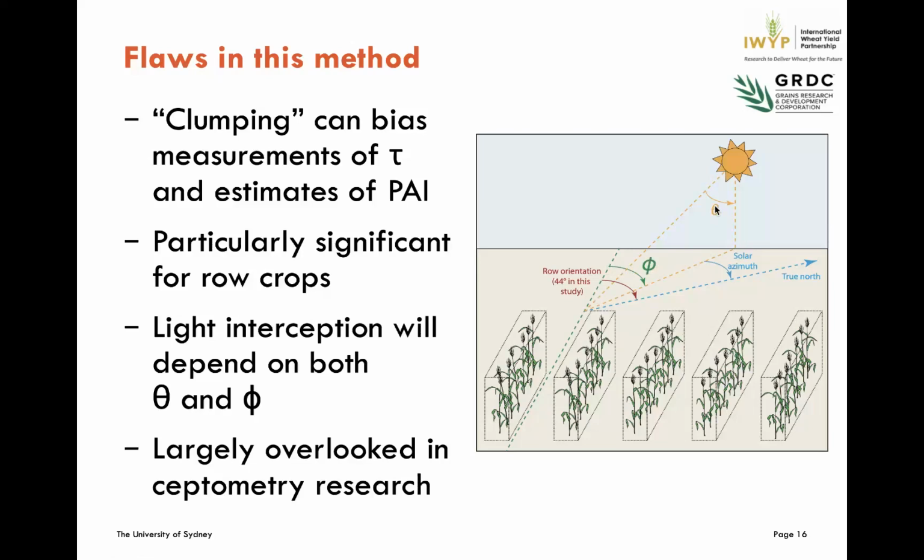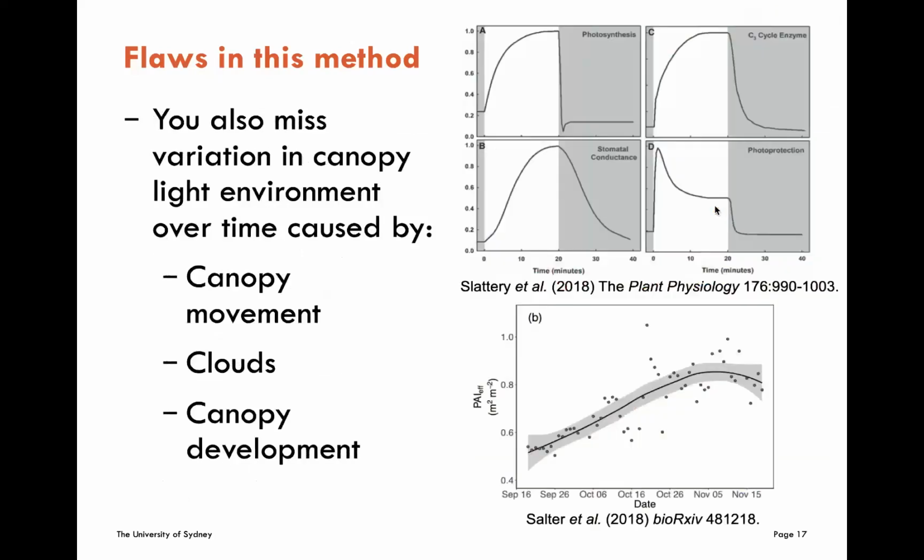And this has been known about for a very long time. Modeling papers in the 1980s brought this up. However, it's largely been overlooked for some reason, even though it was known about. And it's not really been quantified in the field. So we decided we had to do this. And like the other flaws, in taking just spot measurements of canopy light transmission, you miss variation in the canopy light environment over time.